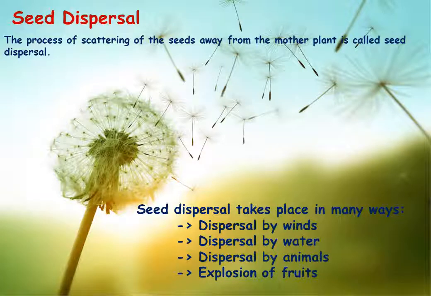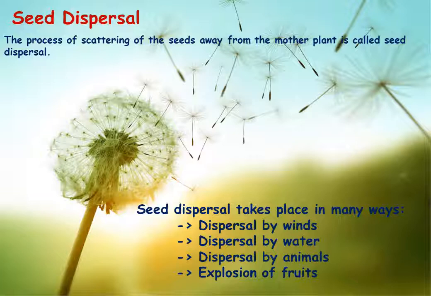Now, let's see what seed dispersal is. We have seen some fruits have many seeds, some have only one seed. If the plants have many seeds, when the seeds are deposited in a particular place, it will be hard for all the seeds to grow. So, what nature does is that it will automatically disperse the seeds.